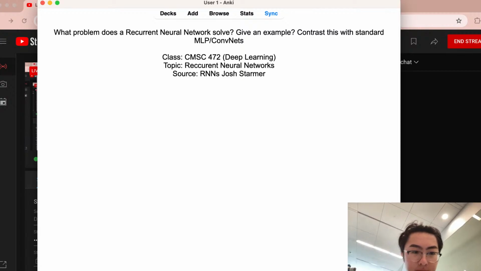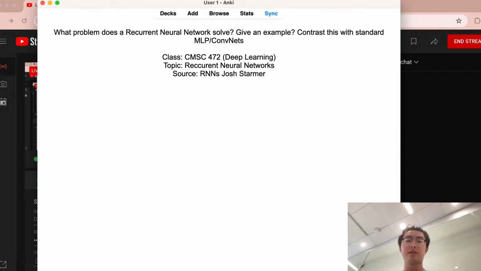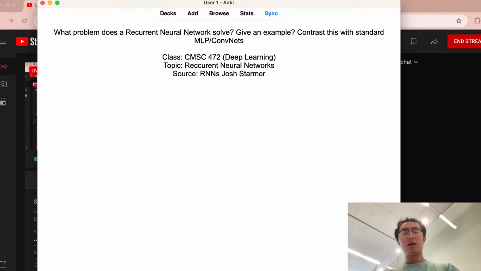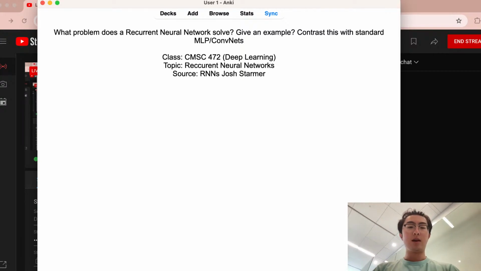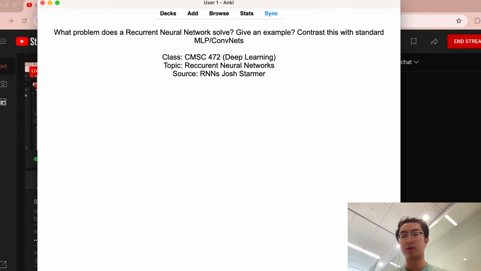Okay. What problem does a recurrent neural network solve? Give an example and contrast this with standard multi-layer perceptrons and convolutional neural networks. Okay, so the recurrent neural network tries to solve the problem of different sized inputs and also learning from previous inputs. So when you have time series data, an example of this I think is stock prices. This is an example that StatQuest gave, using yesterday's and the day before yesterday's price in order to make a prediction about today's or tomorrow's price.